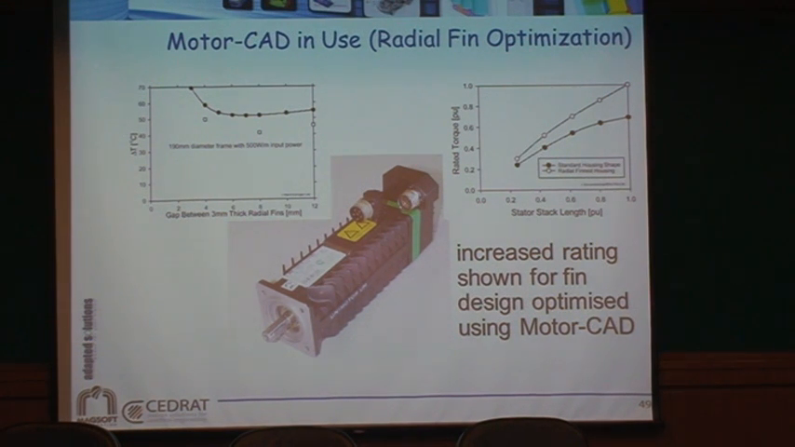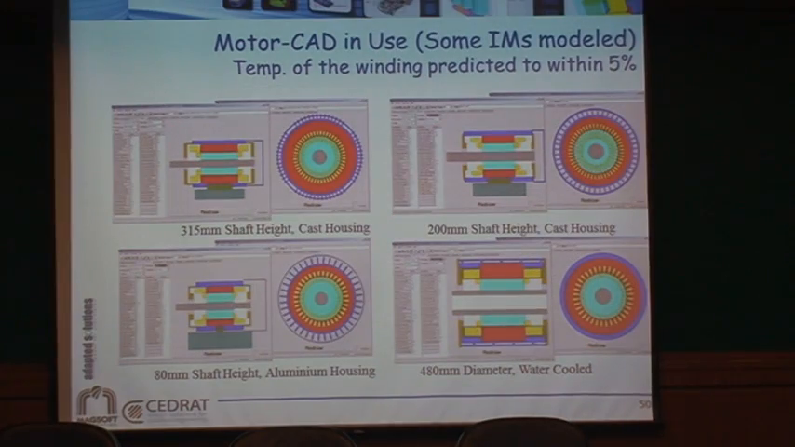Some other stuff here. This is the induction machine model. Temperature winding predicted to within 5%. This is a different type of machine, actually, with all different types of cooling. This is just cast housing. Those two actually have fins, and we have some air going through.